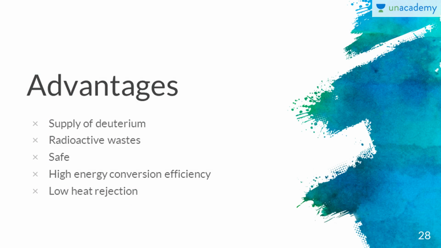So the advantages of the fusion power plant are: it helps in the supply of deuterium, which is almost inexhaustible. Radioactive wastes are not produced in this fusion power reactor. It is very safe to operate. It has a high energy conversion efficiency of nearly 60%, which can be achieved by the usage of fusion power reactors. There is also low heat rejection to the environment per kilowatt of electricity generated.